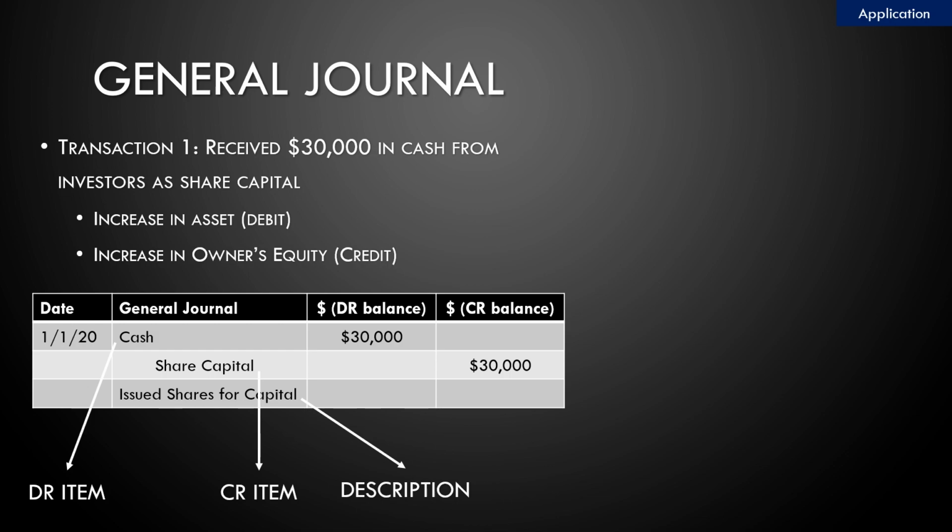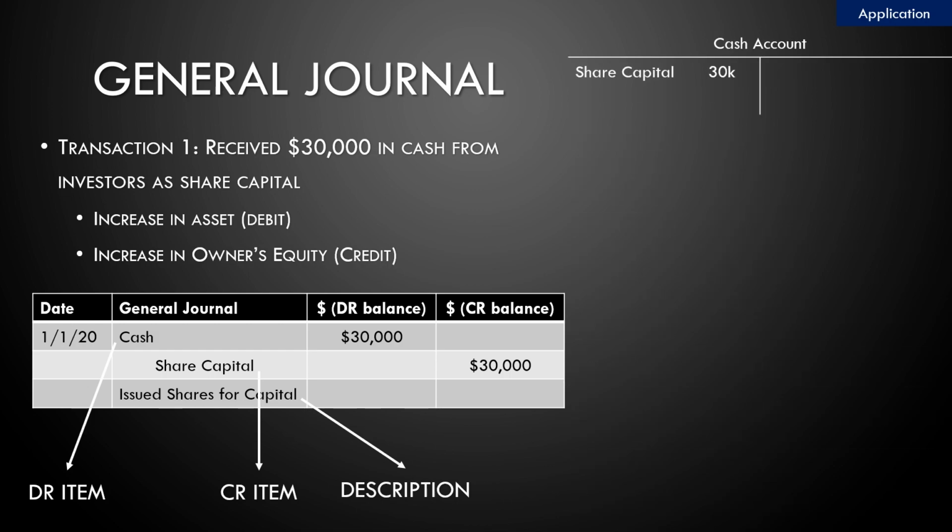This is the format of the general journal. We've got the date, the accounts, and the debit and credit balances. We've got the debit item that will be above and aligned to the left, and the credit item will be below and indented to the right. The description will be a simple one that reflects the details of the transaction. Debit amounts will be on the left and credit amounts will be on the right. These entries will then be posted into the T accounts.